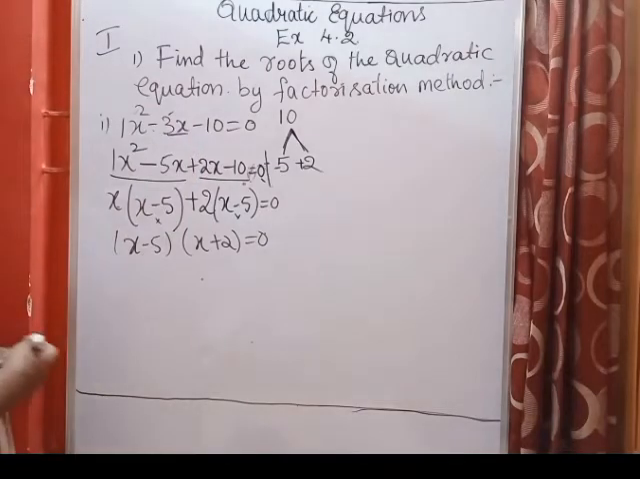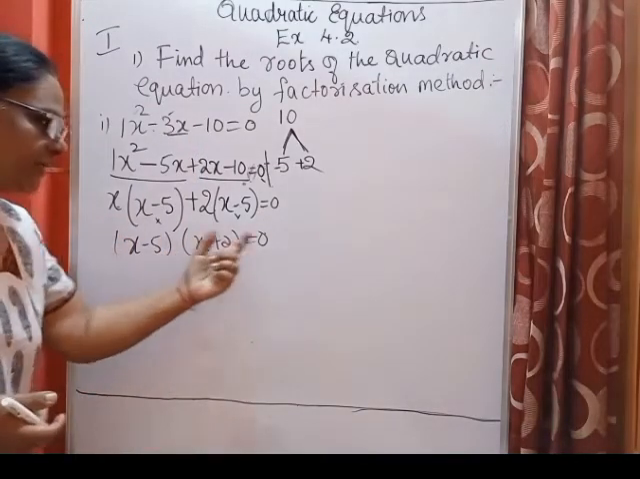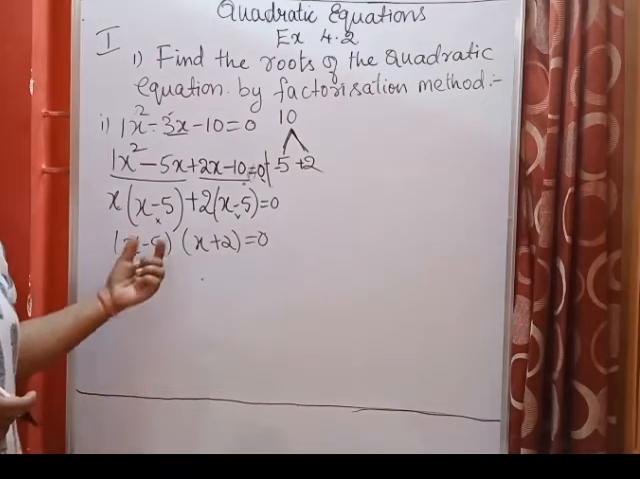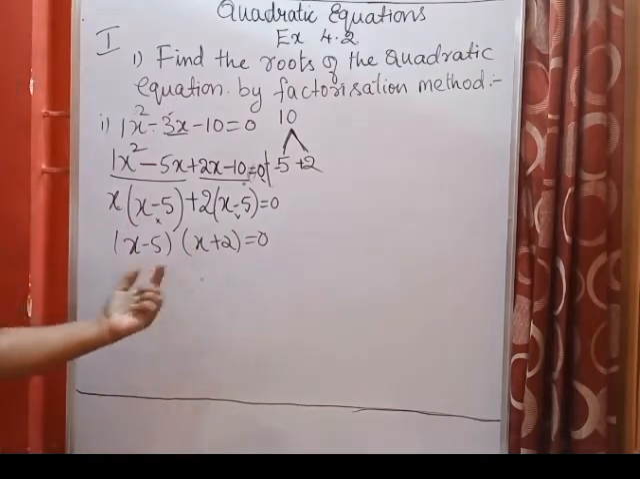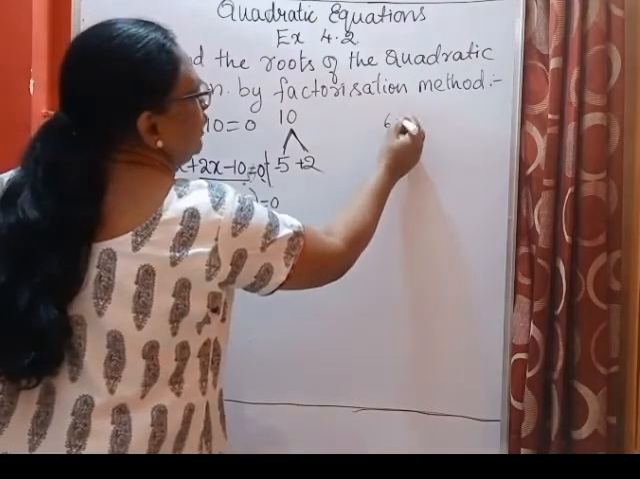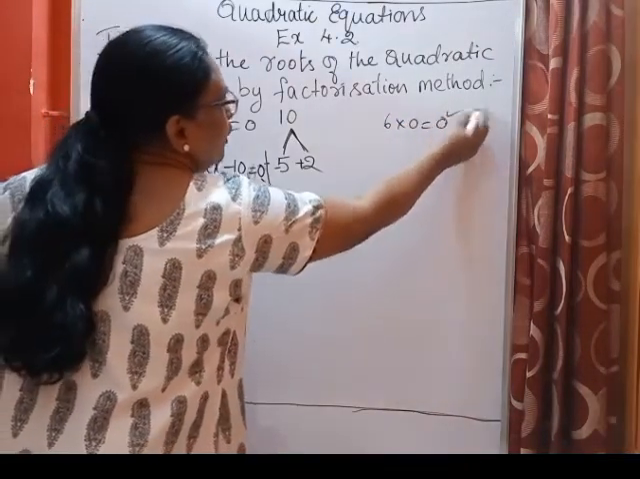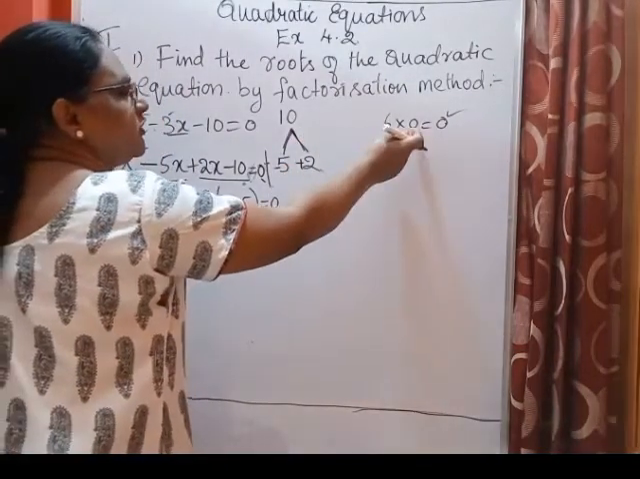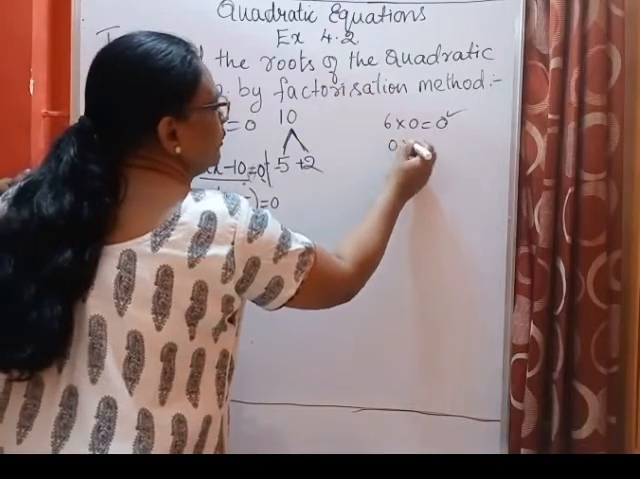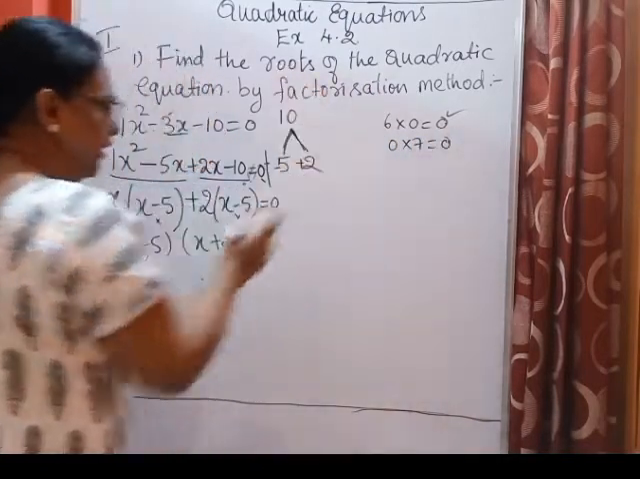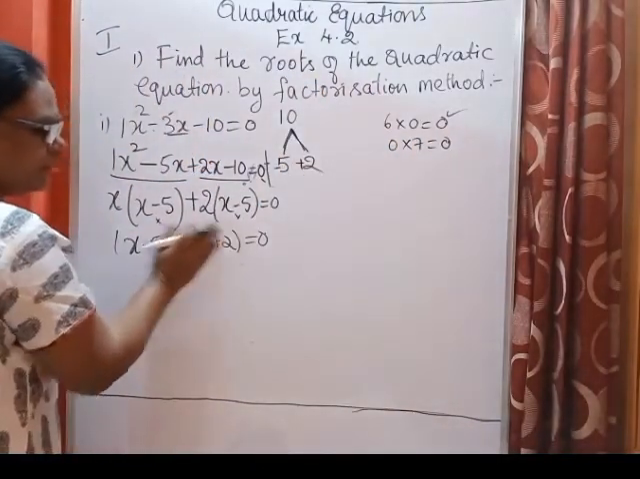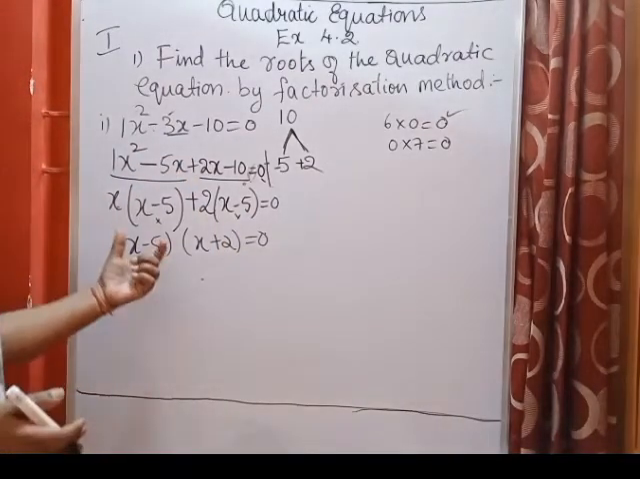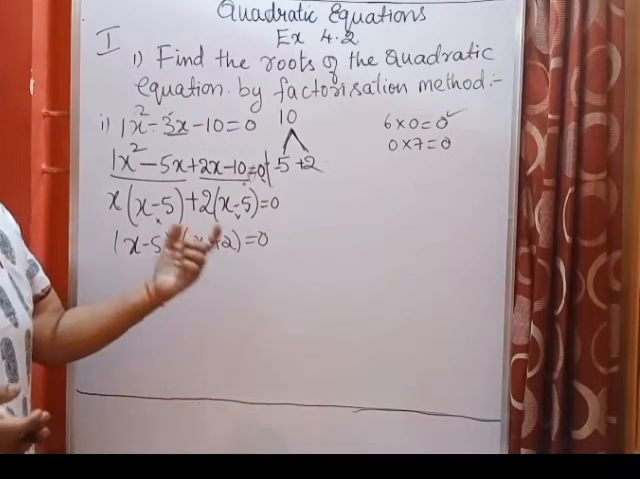Next, see, when you multiply two factors and get the product as 0, that means either this should be equal to 0 or this should be equal to 0. This is like how 6 into 0 is equal to 0. If you want to get 0 as a product, either this number should be equal to 0 or this number should be equal to 0. 0 into 7 is equal to 0. Here this is some number, this is some number. When you multiply you are getting 0, which means either this should be equal to 0 or this should be equal to 0.